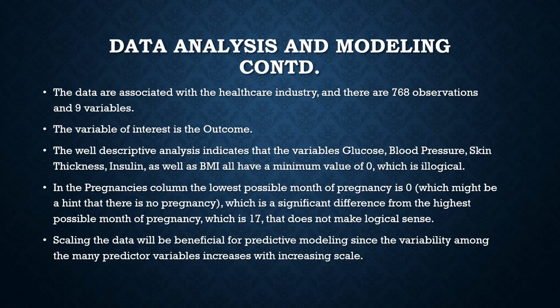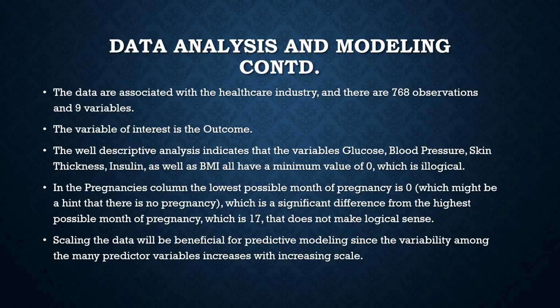The data are associated with the healthcare industry and there are 768 observations with 9 variables. The variable of interest is the outcome. The descriptive analysis indicates the variables glucose, blood pressure, skin thickness, insulin as well as body mass index all have minimum values of 0, which is illogical.